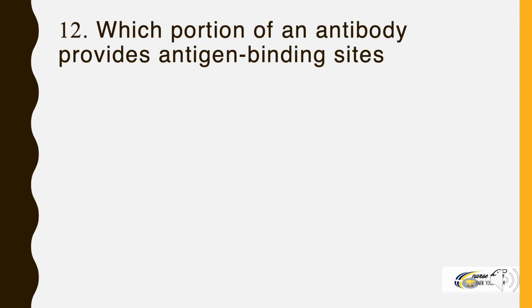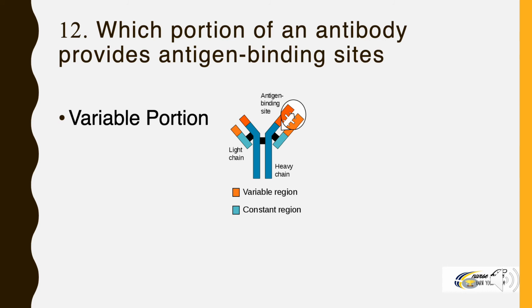Another question. Which portion of an antibody provides antigen binding sites? Variable portion. Antibodies are immune system related proteins called immunoglobulins. This variable region, composed of 110 to 130 amino acids, gives the antibody its specificity for binding antigen. The variable region includes the end of the light and heavy chains. You can see the light and heavy chains in the diagram.